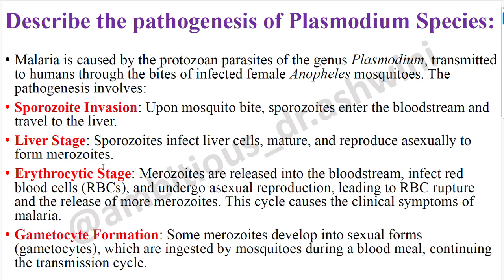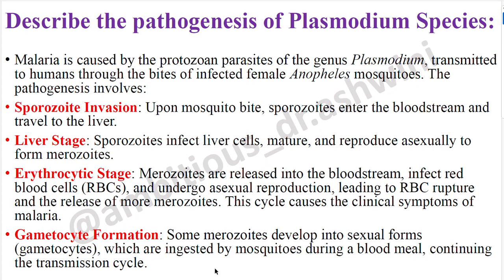Liver stage: sporozoites infect liver cells, mature, and reproduce asexually to form merozoites. Erythrocytic stage: merozoites are released into the bloodstream, infect red blood cells, and undergo asexual reproduction, leading to RBC rupture and the release of more merozoites. This cycle causes the clinical symptoms of malaria. Gametocyte formation: some merozoites develop into sexual forms, that is, gametocytes, which are ingested by mosquitoes during a blood meal, continuing the transmission cycle.